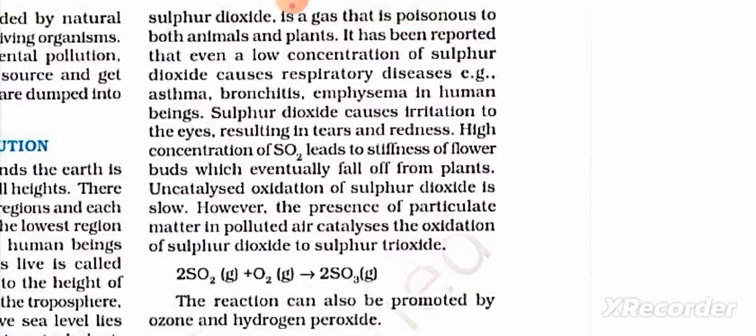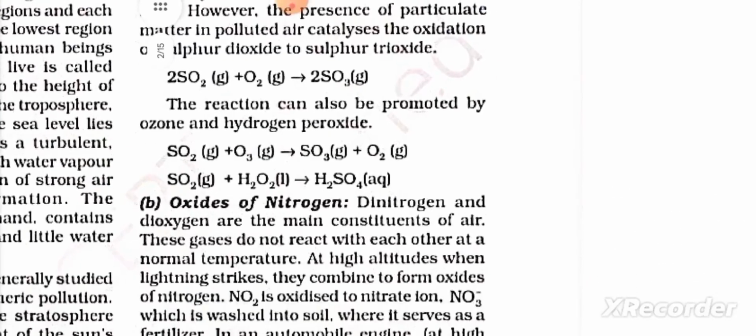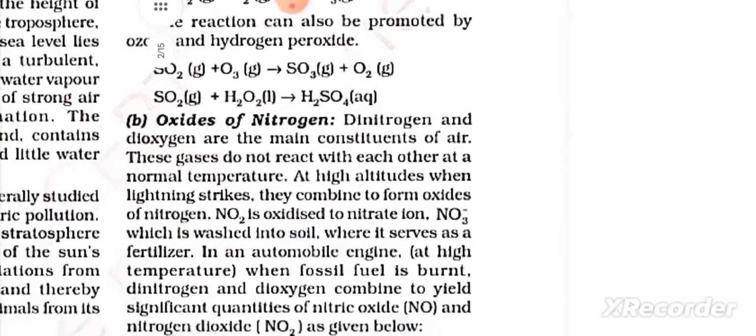Uncatalyzed oxidation of sulfur dioxide is slow. However, the presence of particulate matter in polluted air catalyzes the oxidation of sulfur dioxide to sulfur trioxide. Sulfur dioxide plus O2 changes to sulfur trioxide. The reaction can also be promoted by ozone and hydrogen peroxide. That is, SO2 plus O3 gives SO3 plus O2, and SO2 plus H2O2 gives H2SO4 aqueous.